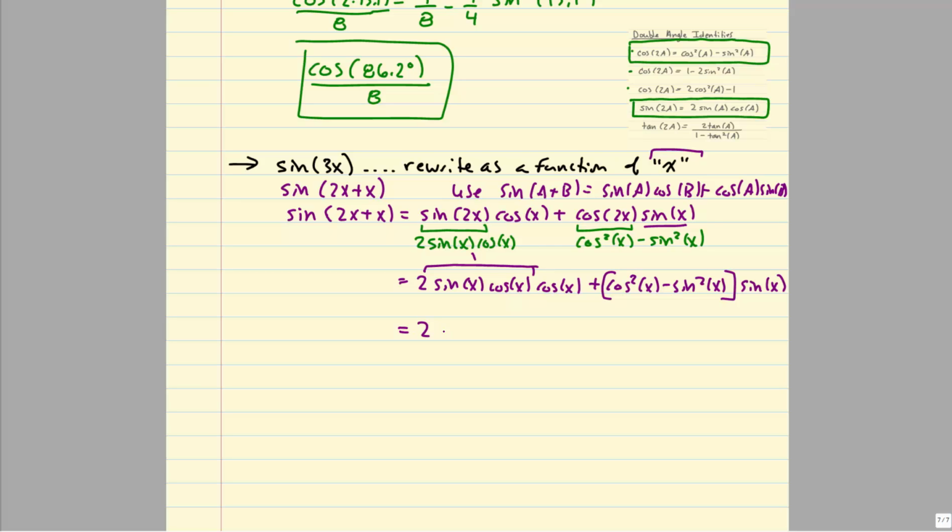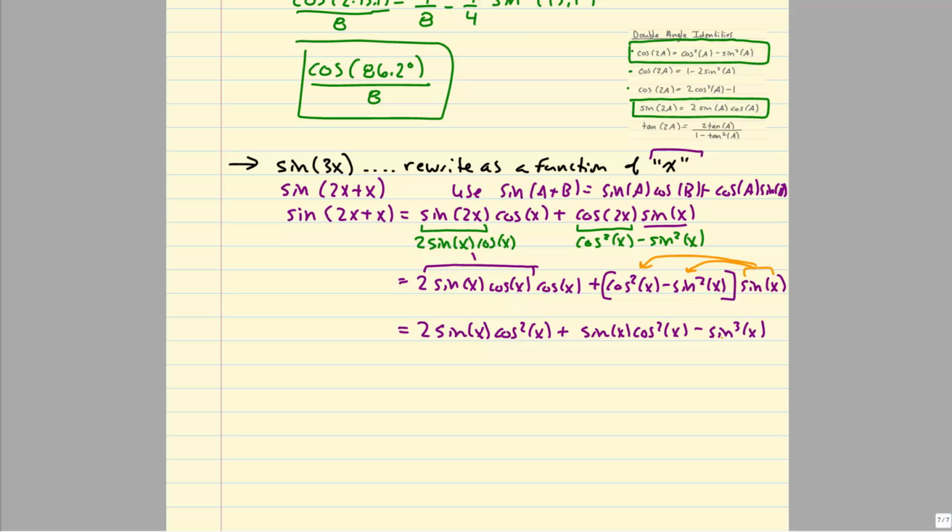So it looks like I have 2 sine of x cosine squared of x plus sine of x cosine squared of x minus sine cubed of x. And that's from taking this sine of x and distributing through to here and to here. So it looks like everything's in terms of just x right now. Sine x cosine squared, I think I should be able to combine these a little bit more. I have this sine cubed of x as well.